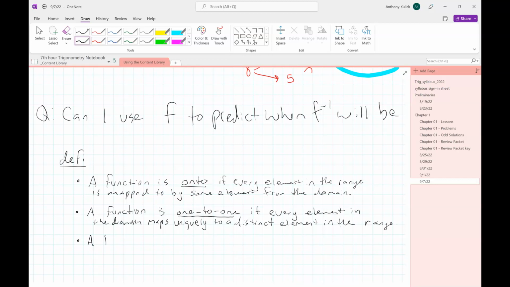And then our third definition, we say a function is bijective if it is both one-to-one and onto. So let's take a little pause here and just show you examples of what this really means. These properties: one-to-one, onto, and bijective.